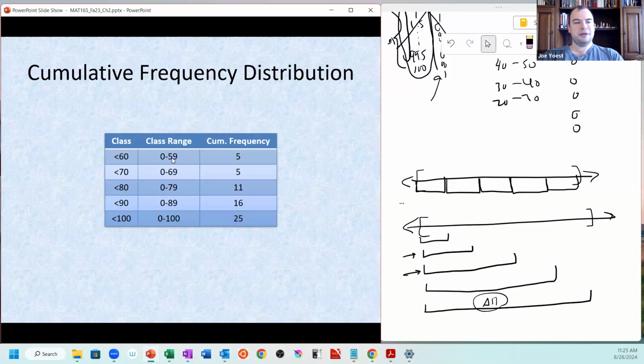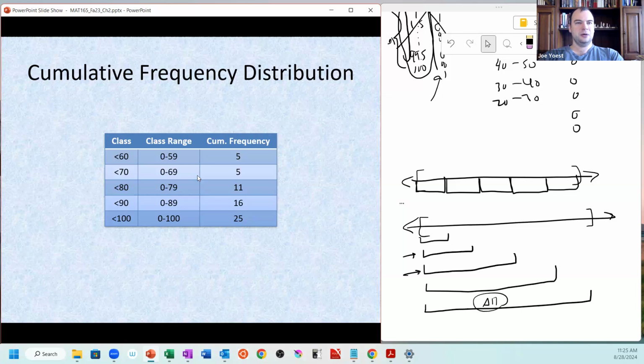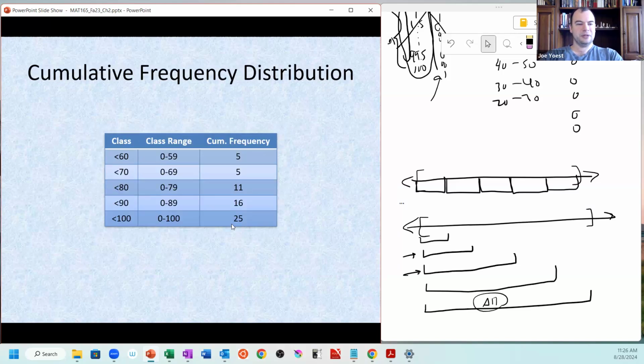When I go to less than 70 on my cumulative frequency distribution, the second line down, that includes all of the folks less than 60 and the folks who scored between 60 and 70. That is 5 plus 0. Well, that's still 5. When I expand further, less than 80, that includes all of the folks less than 70 plus some more. I see that's those 5 plus 0 plus 6 more, or that's 11 total.